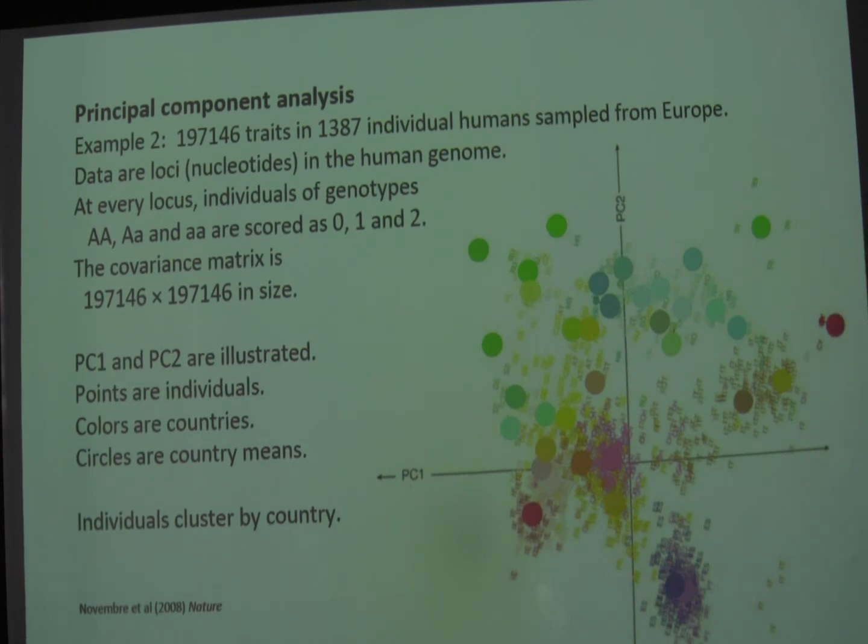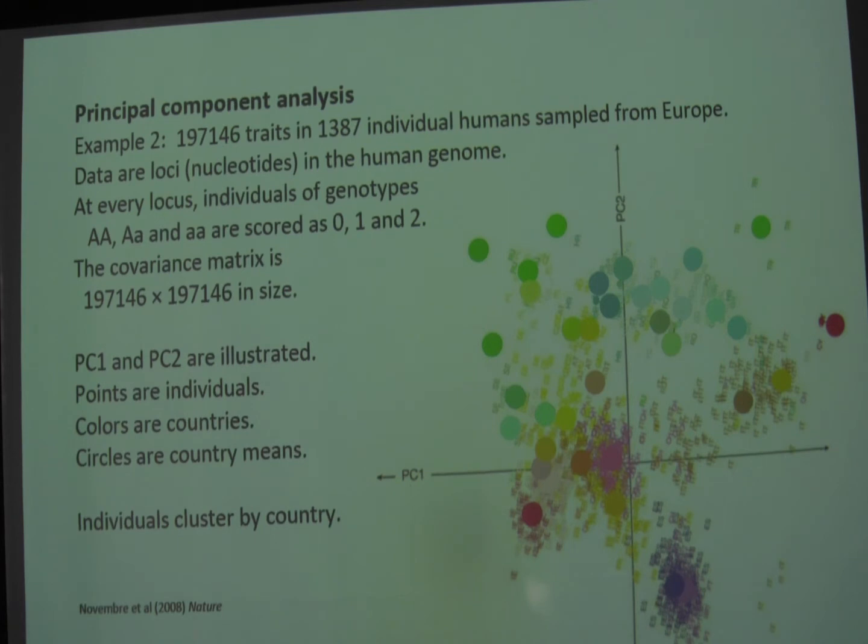So that was 5 traits. Now what I want to show you is maybe the other extreme. This was a principal component analysis of nearly 200,000 traits. What it is, is a sample of 1,387 humans from Europe. And each of those individuals was genotyped at 197,146 markers across the genome.